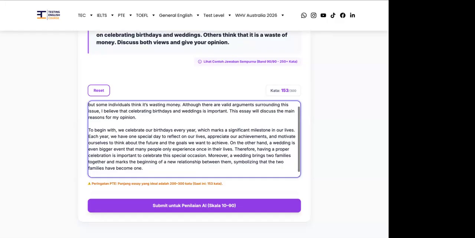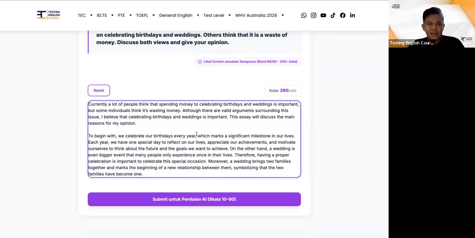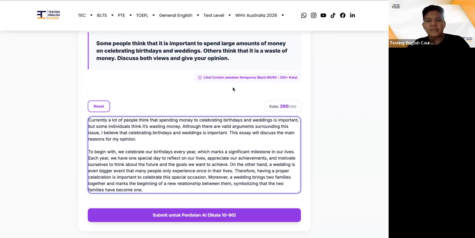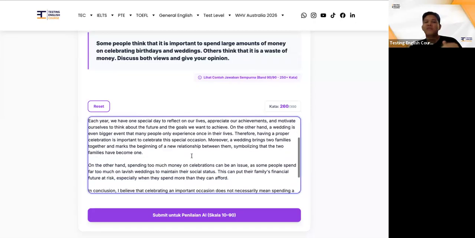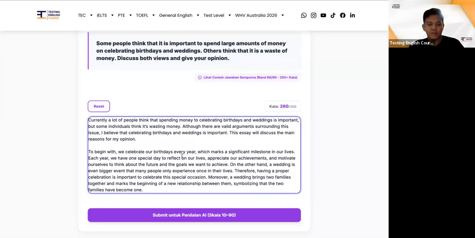Ini sih kalau di Word aku sih in total 260. Iya betul, dua enam puluh, benar banget. 260. Currently, a lot of people think that spending money to celebrating birthday and weddings is important. But some individuals think it's... nah di sini grammar semua nih kayaknya Miss. Oke, kita coba satu-satu dulu deh. Oke, kalau Miss mau lihat langsung skornya bisa aja, atau kita coba submit dulu sebentar Miss. Tapi ini grammarnya banyak masalah.